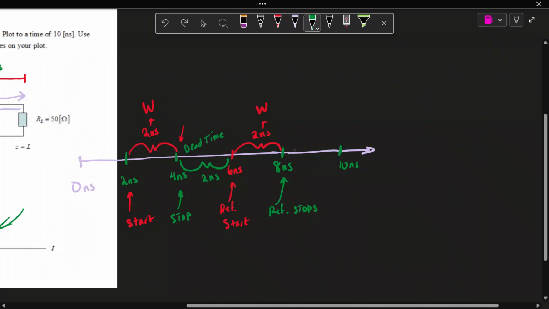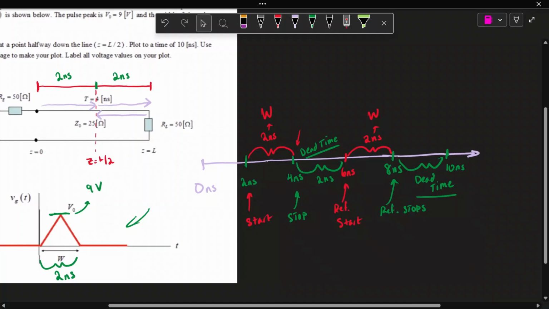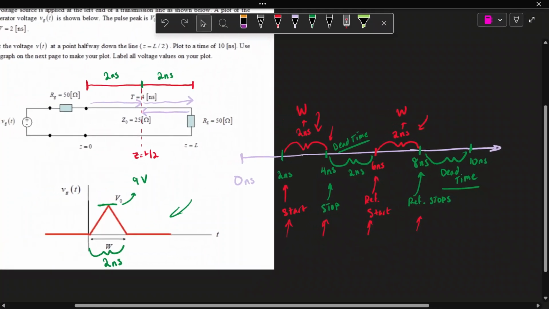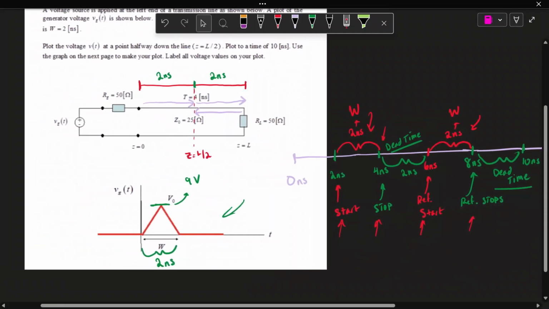Again, this here will end up being dead time. So we have dead time in between our signals. This is the time it takes for the signal to go down the transmission line. This, of course, is the width of our signal. And these are the starts and stops of our incident and our reflected waves. Just to note, it only gets reflected when the characteristic impedance of the line does not equal the load resistance.